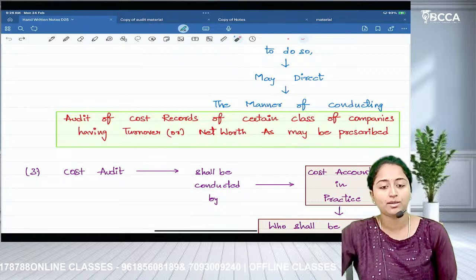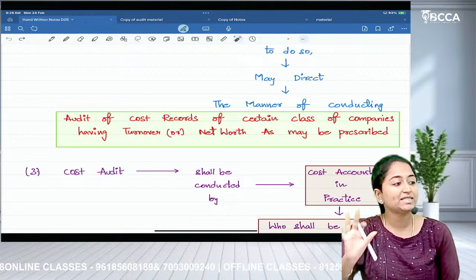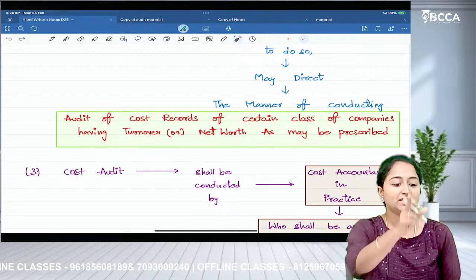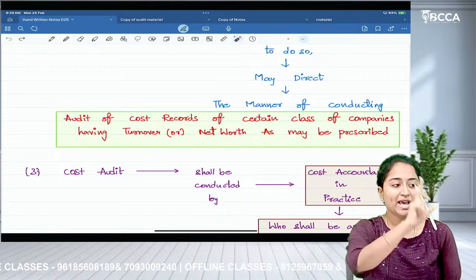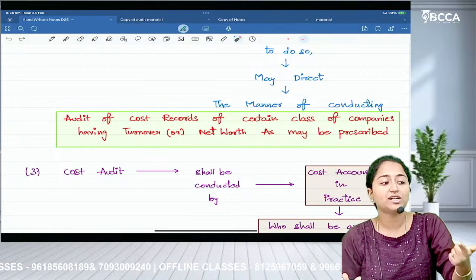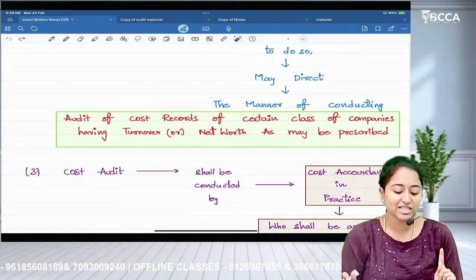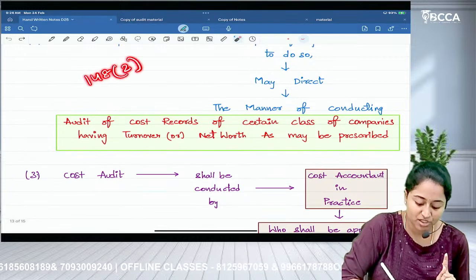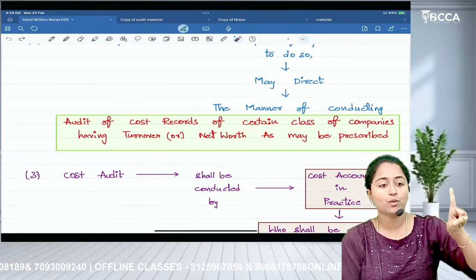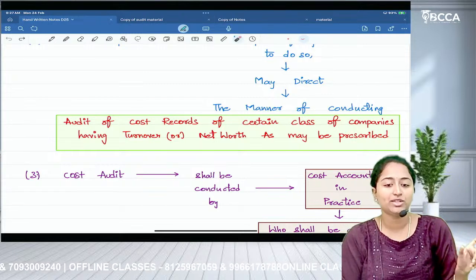Rule number 3, rule number 4, we have certain limits. Now if central government thinks that these companies are exceeding the limit which I have given, then central government may prescribe that this is the way you have to maintain the cost records and this is the way you have to do cost audit for those cost records. So the manner of conducting cost audit can also be prescribed by the central government. That power is given by section 148 subsection 2. Clear? Section 148 subsection 1 tells that central government can order certain classes of companies to include in their books.